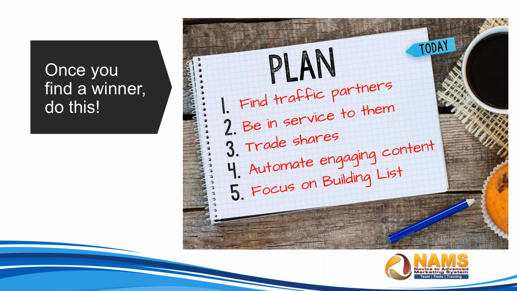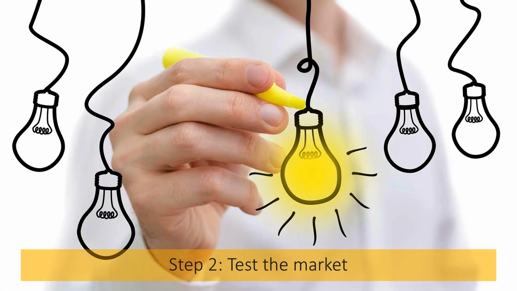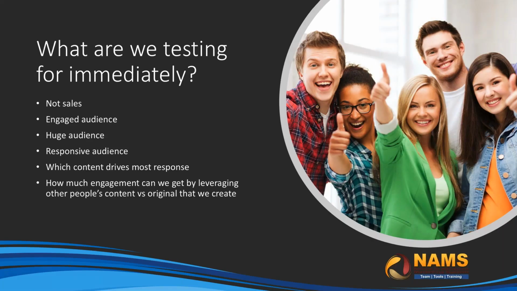All right, so if we know that that's the next plan, what is step two? Step two is test the market. So this is where it gets fun. What are we testing for immediately when we test the market? We're not testing for sales. We're not worried about sales up front. If you worry about sales up front, you're going to fail, because what you've got to do is build the audience, and you want to build an engaged audience, and you want to build a big audience. You want your audience to get bigger and bigger and bigger over time. So it's got to get to the point where it is actually self-perpetuating.